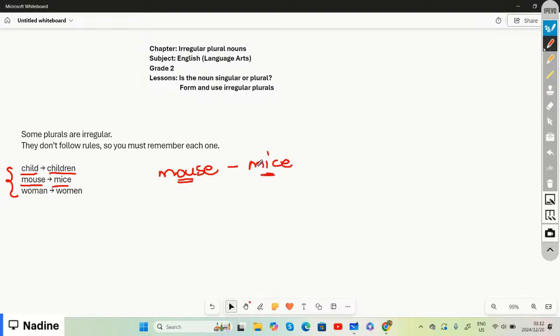You see, we can't say, okay, remove the O and the U and add the I. You are just going to have to remember the word, the plural form. You're going to have to remember the word that is two or more.